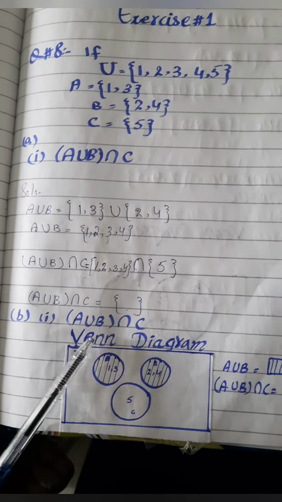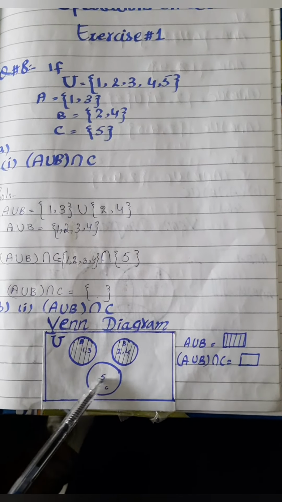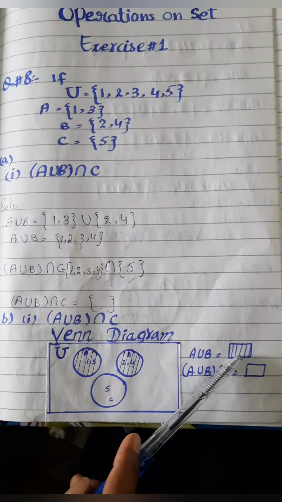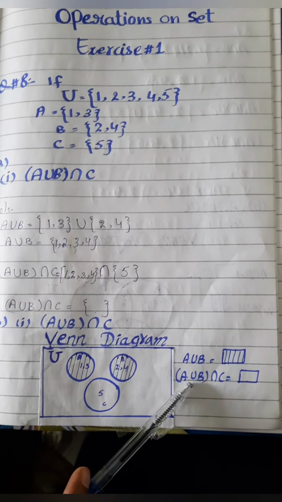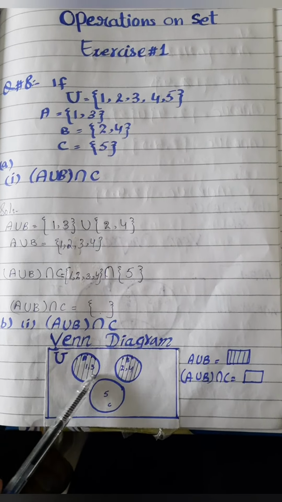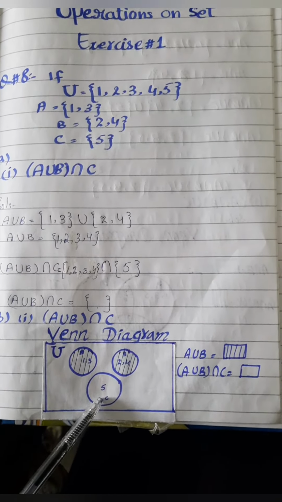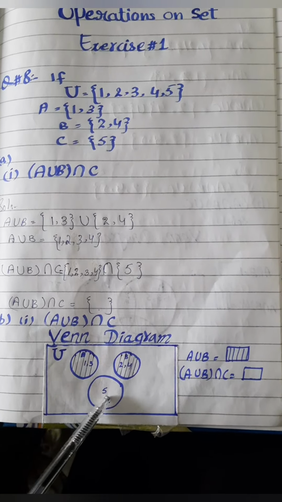Now we draw the Venn diagram. There is no common value in the sets A, B, C. So A union B we denote by the lines, and (A union B) intersection C is an empty set. So we draw the lines in sets A and B, and set C is empty, which shows (A union B) intersection C.